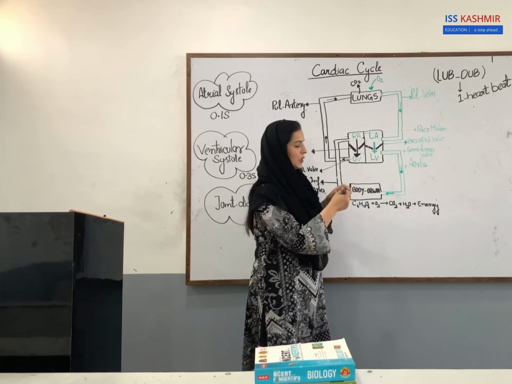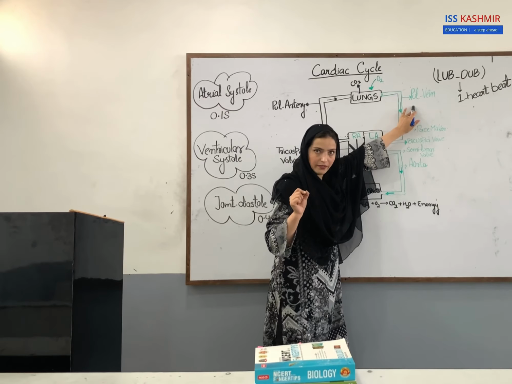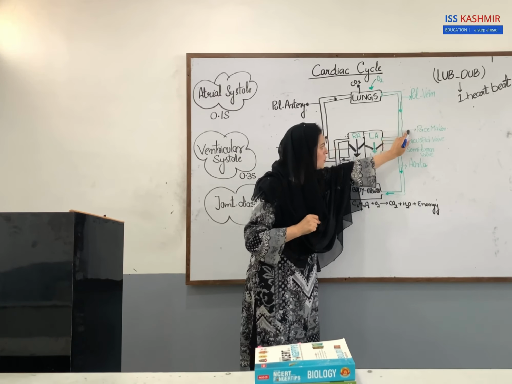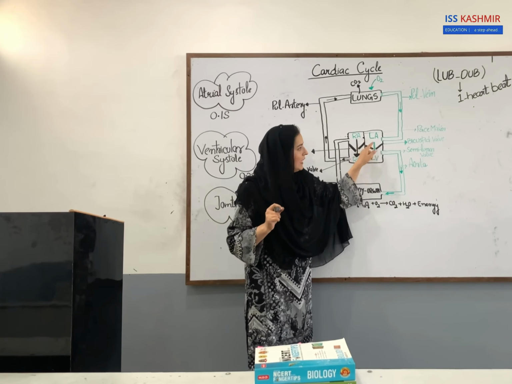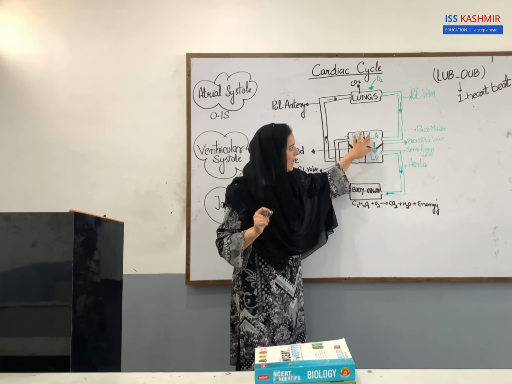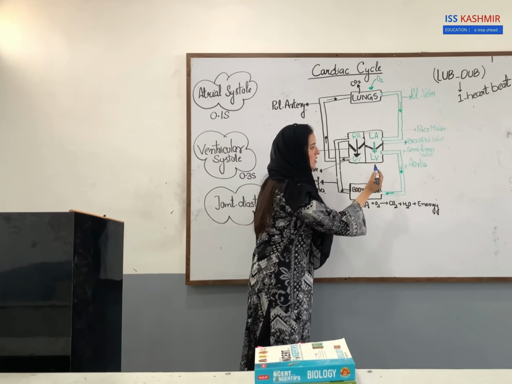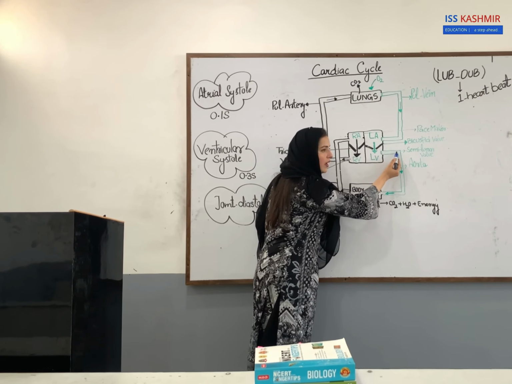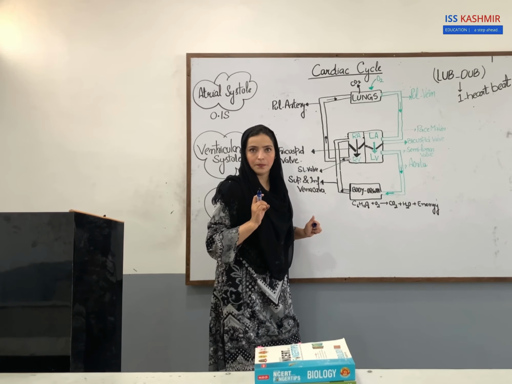This oxygenated blood is picked up from the lungs by a pulmonary vein, and it is carried straight to the left atrium. From the left atrium, this oxygenated blood is poured into the left ventricle. And from this left ventricle, this oxygenated blood enters into the great artery called the aorta or the systemic aorta.